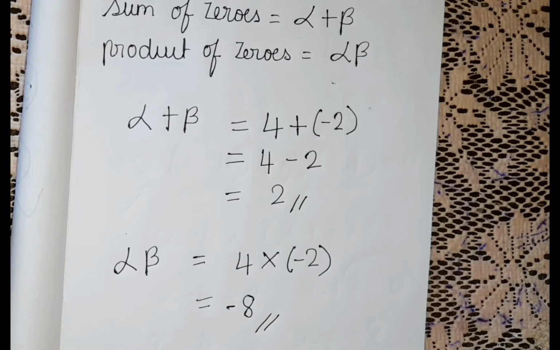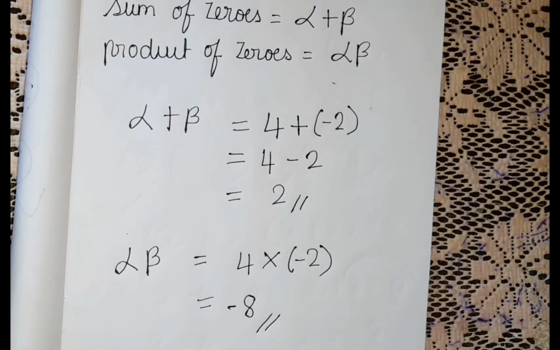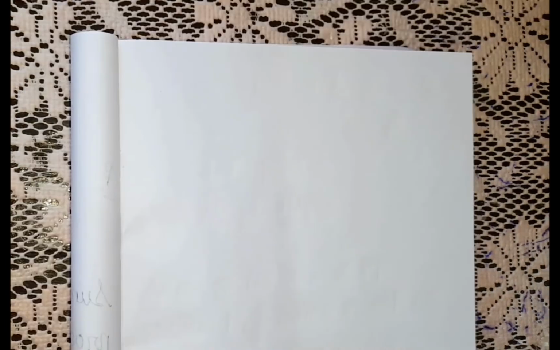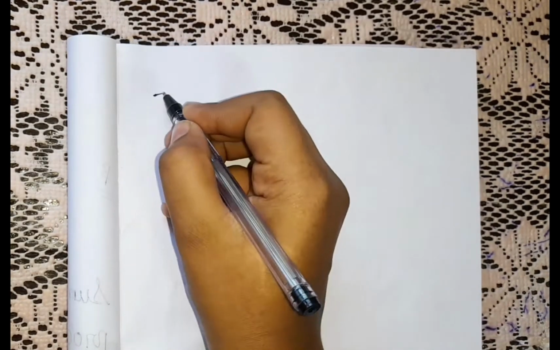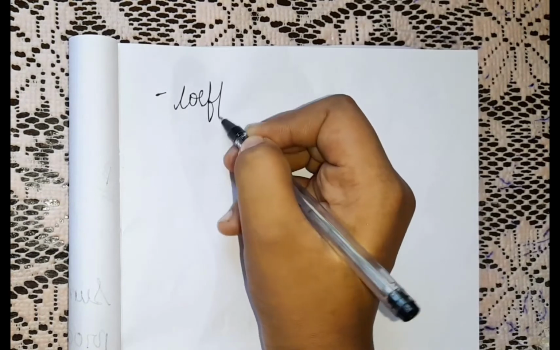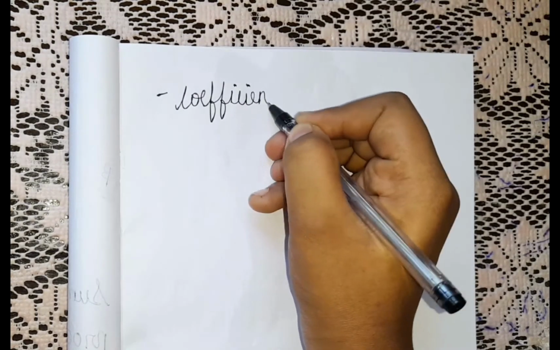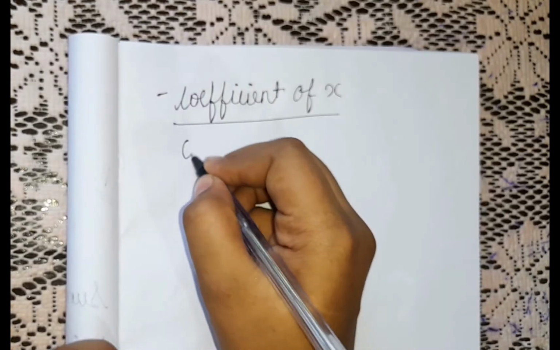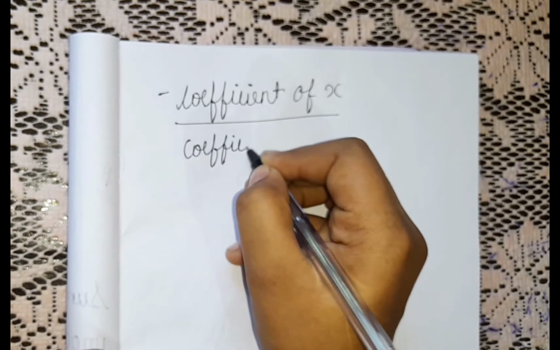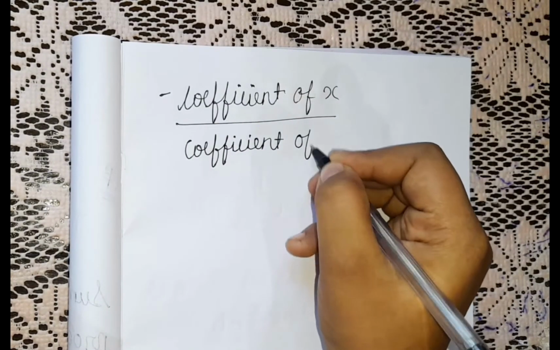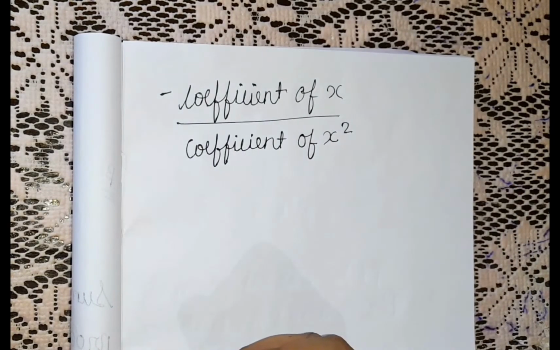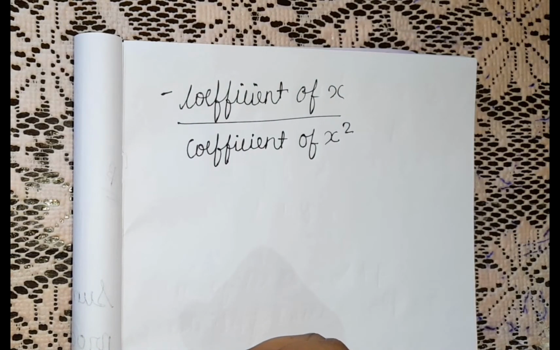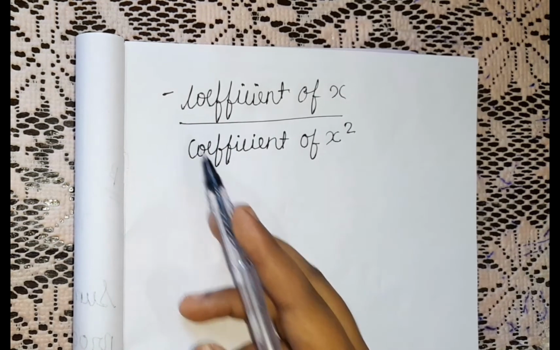Do you guys remember the other two formulas, that is minus coefficient of x by coefficient of x square? Now let's write that. So let's write minus coefficient of x by coefficient of x square. So this is the form. In this we are going to be finding the coefficient of x and the coefficient of x square. So here it is minus coefficient of x.